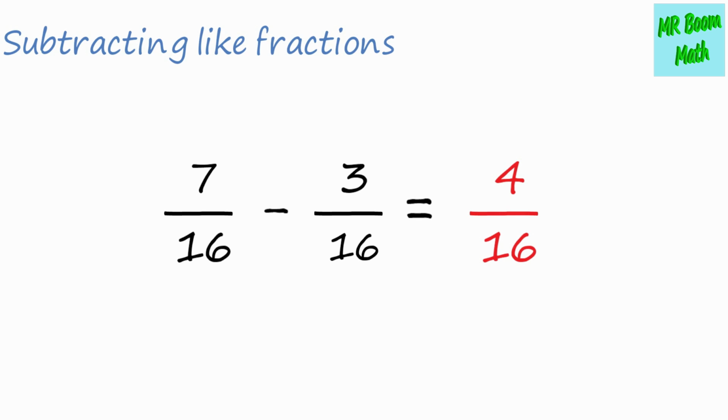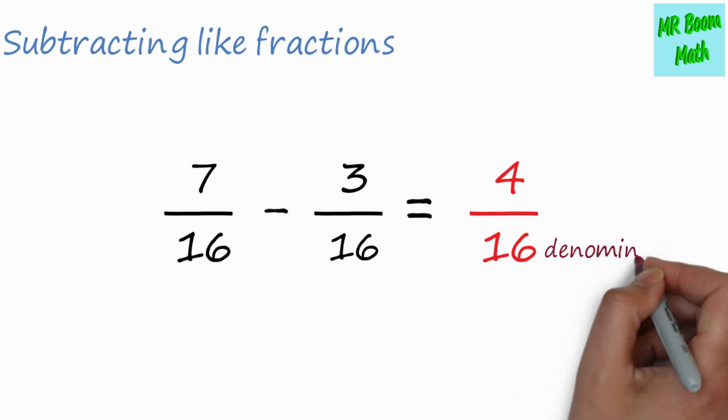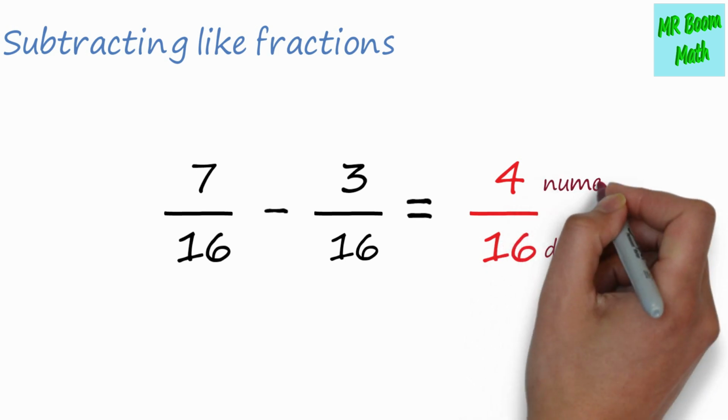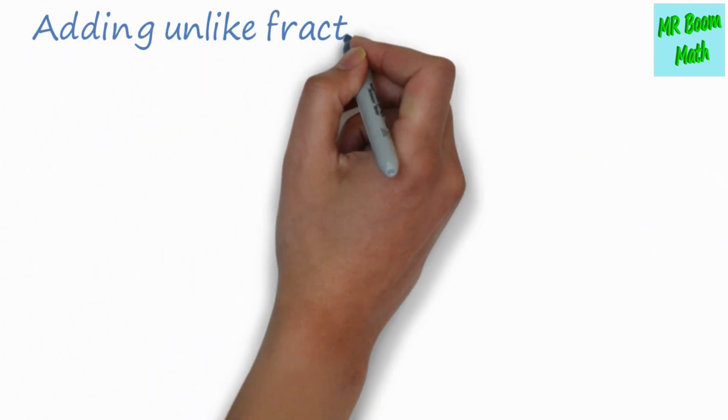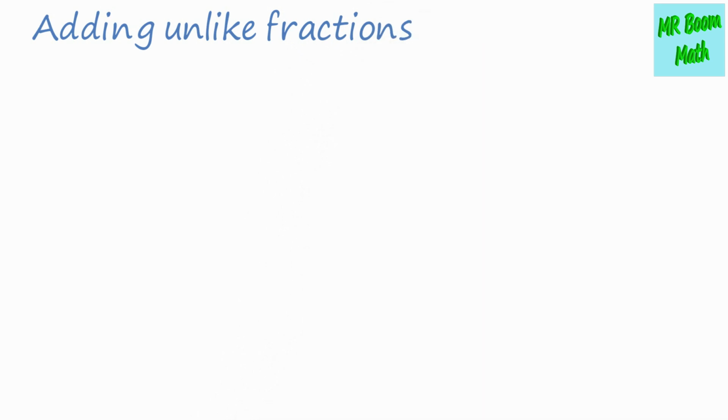Now remember that the denominator is the bottom number of a fraction, and the numerator is the top number of a fraction. Adding unlike fractions. Unlike fractions are fractions that have different denominators or different bottom numbers. We are going to learn the easiest way for adding two unlike fractions together. I'll show you how to do this. It's a really simple method. Let's try an example so we can see this method in action.